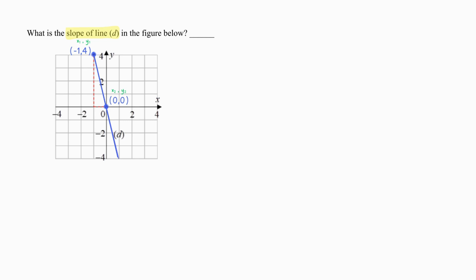The formula for slope, m, is m equals y2 minus y1 over x2 minus x1. Now we just substitute the values. Be very careful with the negative signs, as this is where most students make a mistake. M equals 0 minus 4 over 0 minus -1. So we have -4 over 1. So the slope is -4.